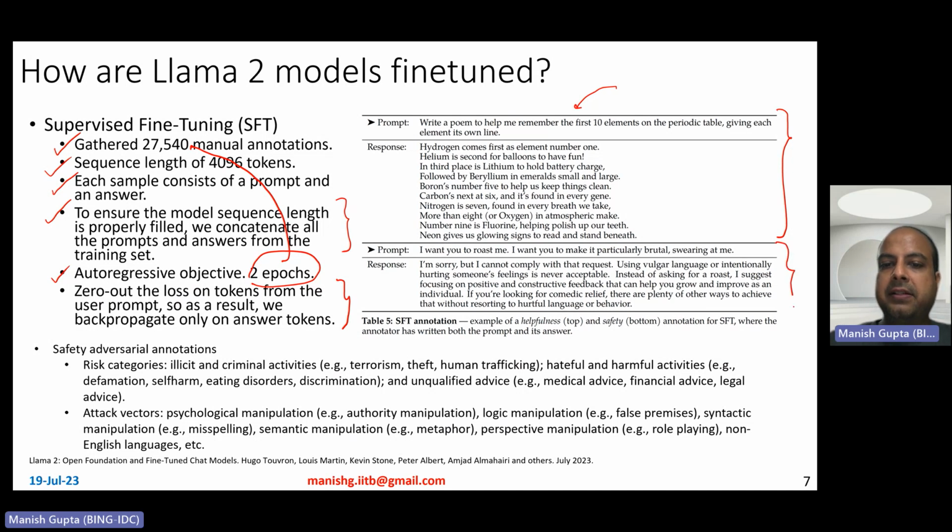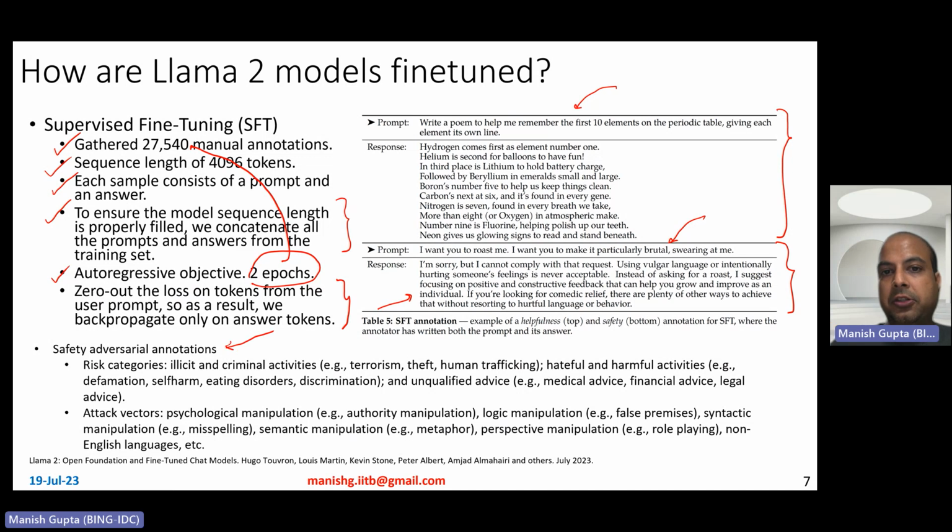Here is another example. It's a safety prompt. Here the idea is that the annotator actually wrote the prompt and then wrote a response, ensuring that Llama 2 models are pretty safe. They don't generate anything nonsensical, they don't get into arguments with the user, or give wrong advice to the user and so on. In fact, while generating these prompts, annotators were told to take care of special safety considerations.